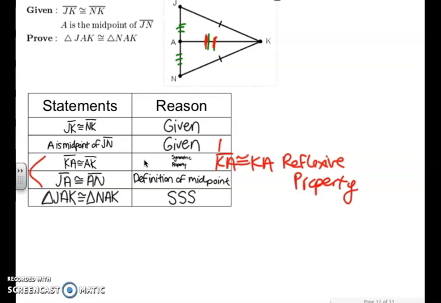Now, we've never done midpoints before on proofs, but we do know that if A is the midpoint, then I know that this piece is the same as this piece. So what I did was I said JA was the same as AN, because that's the definition of a midpoint. Okay? So lastly, I proved that those two triangles were congruent by side, side, and side. Okay? So hopefully this is getting a little bit better.